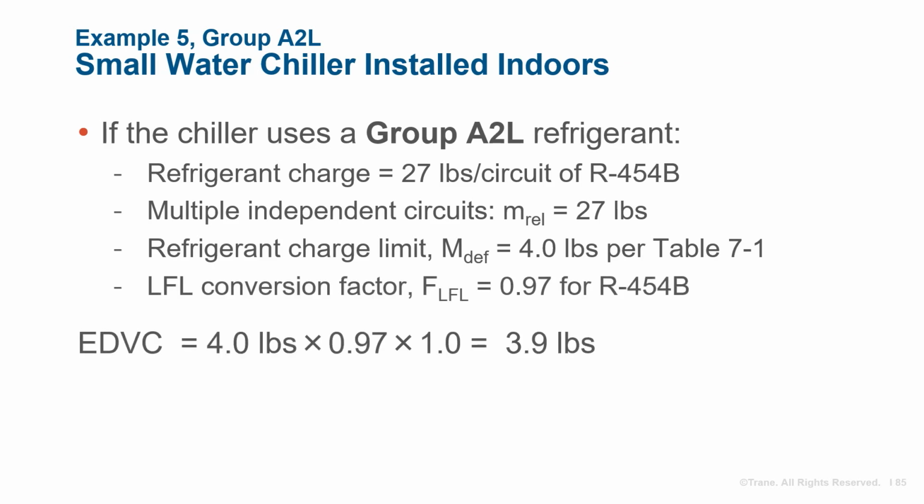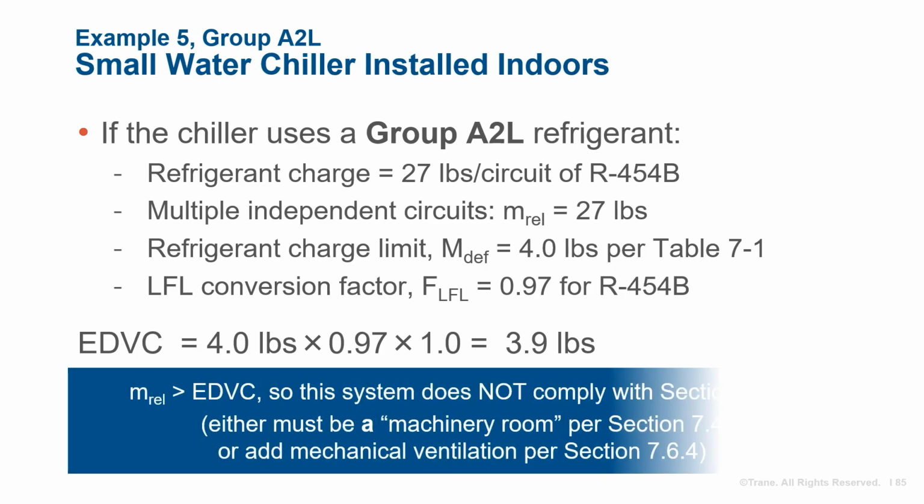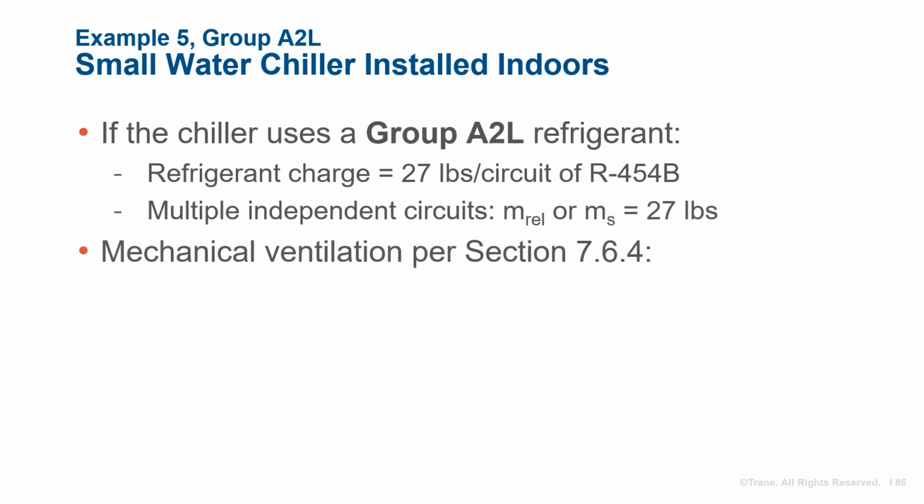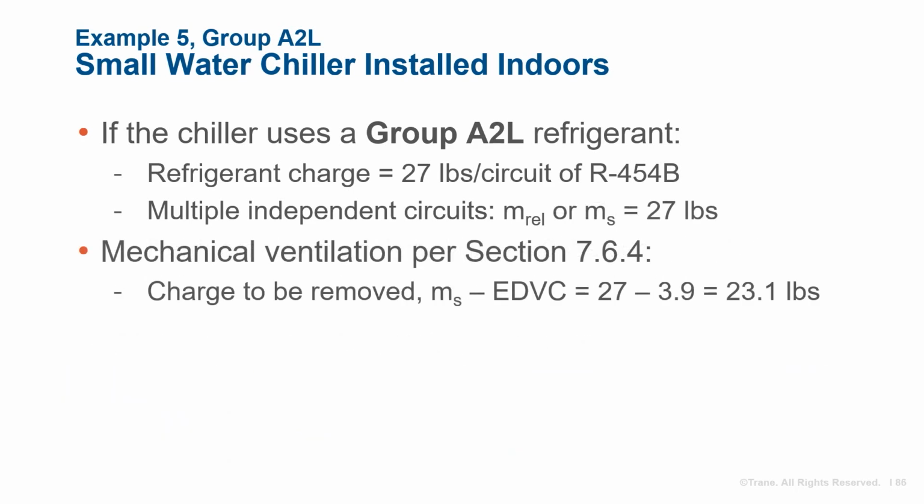Applying the conversion factor for R454B, the EDVC is then calculated to be 3.9 pounds. The releasable charge of 27 pounds is higher than this EDVC, so the system does not comply with section 7.6.1. So either this mechanical space would have to meet all the requirements of a machinery room, or section 7.6 allows the use of a mechanical ventilation system to remove the excess leaked refrigerant. This excess refrigerant, M sub S minus EDVC, is 23.1 pounds in this example.